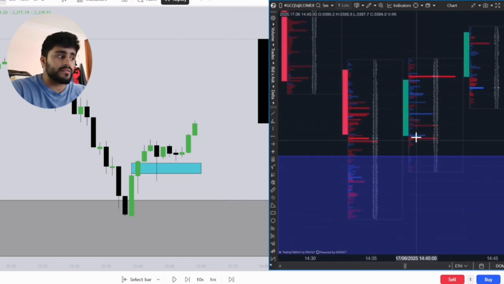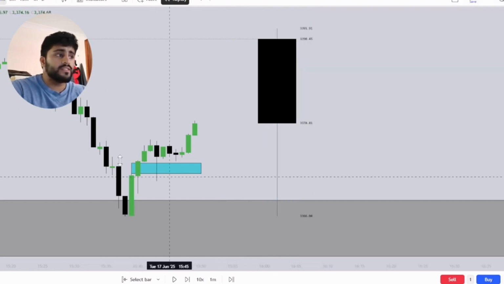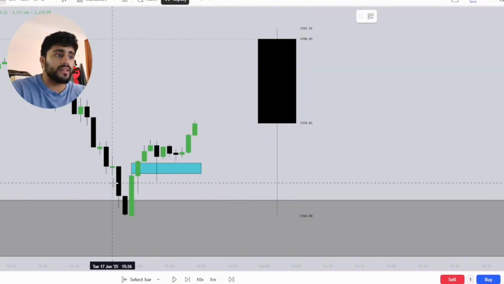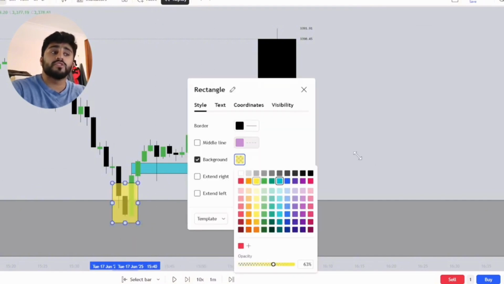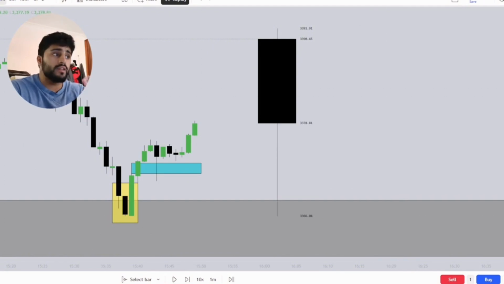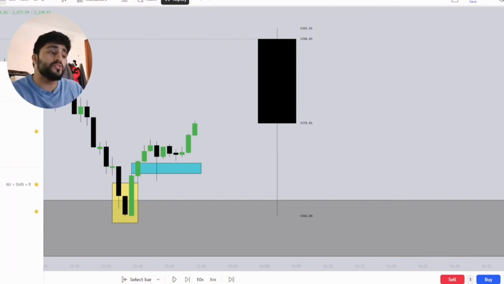Because we've seen the aggressive sellers failing over here, right? This is where the aggressive sellers failed. So this here is the absorption, right? Absorption of sellers corresponds to the trend reversing, right? I'm going to repeat that. The absorption of sellers corresponds to the trend reversing.